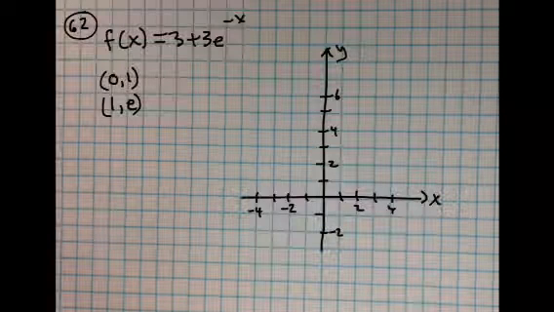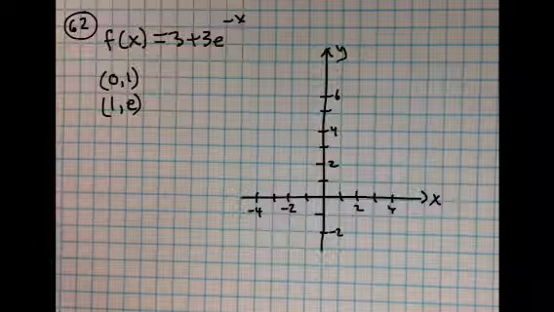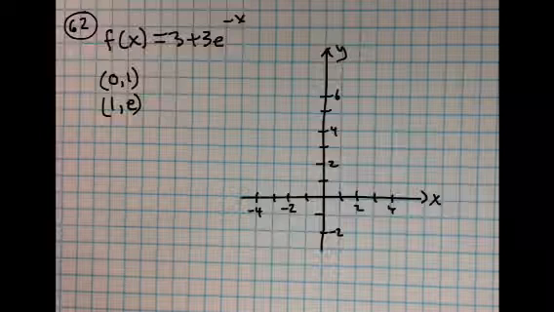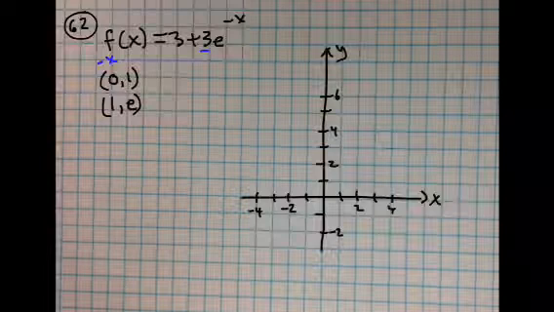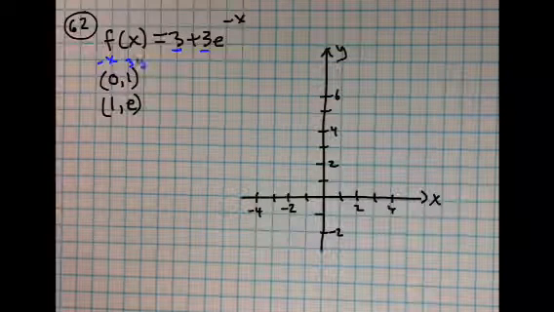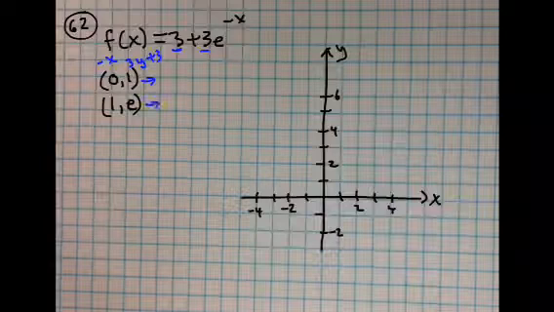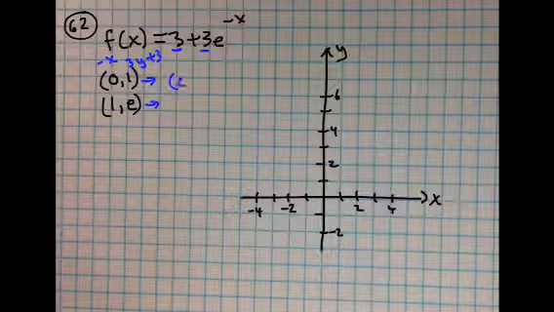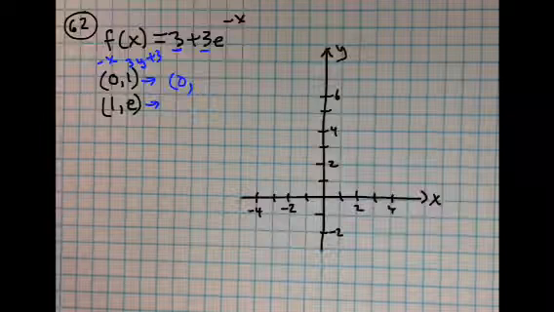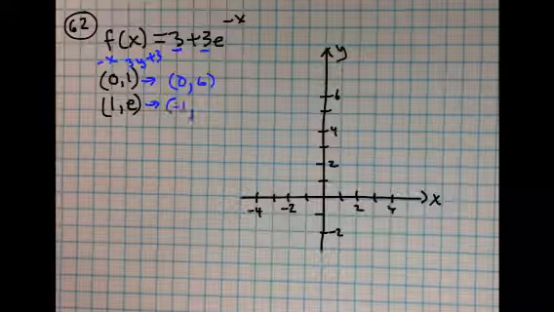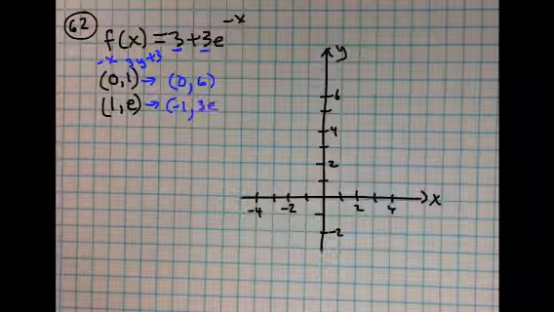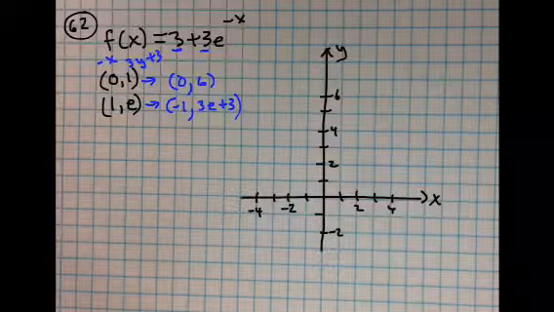Alright, so for this one the base is e, but notice that the exponent is negative, so that means that the x's are going to be multiplied by negative 1, or just put negative x. The a value is 3, and the k value is 3, so it's going to be 3y plus 3. So 0, opposite of 0 is just 0. 3 times 1 is 3, plus 3 is 6. The opposite of 1 is negative 1. And then 3e plus 3. That would be your y value for that.